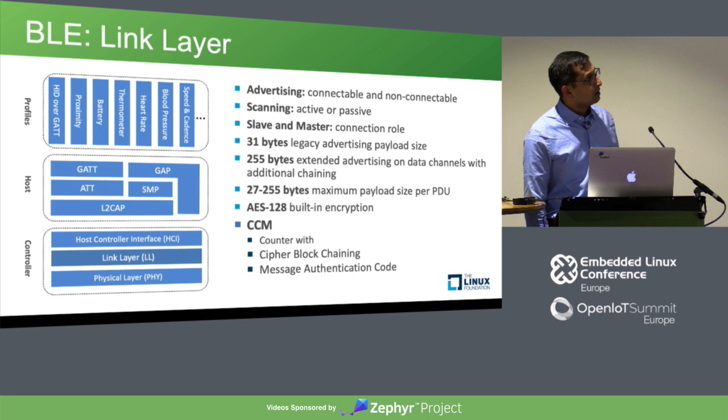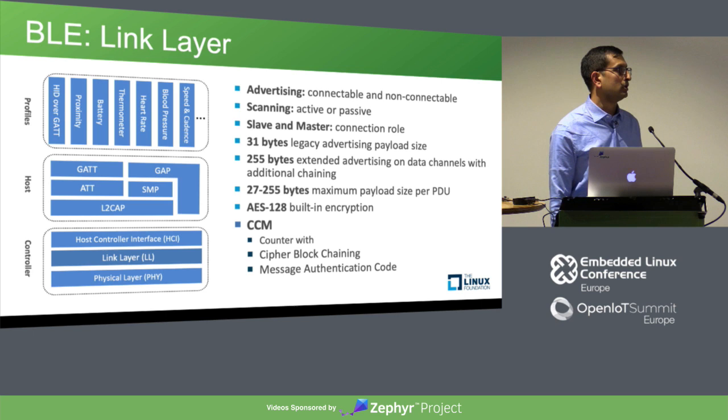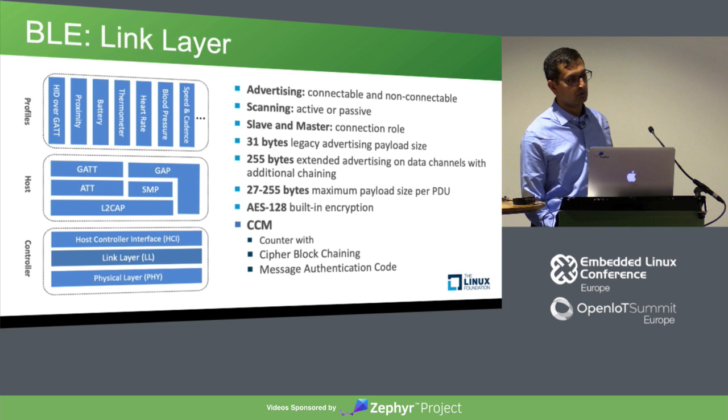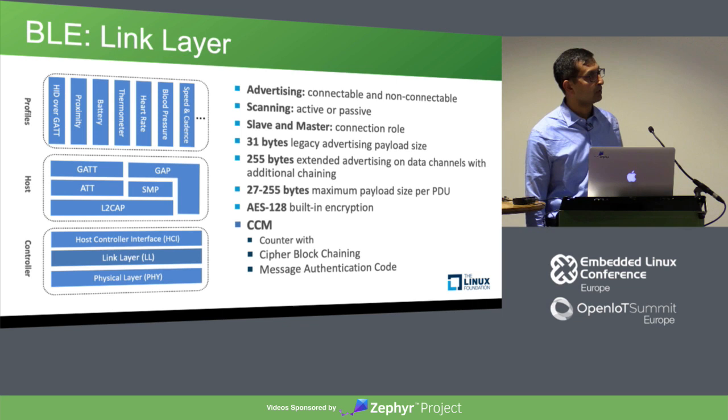On the link layer, the responsibility of the link layer is to maintain the advertising state, scanning state, and be in slave or master role. The legacy advertising payload was up to 31 bytes. The extended advertising now supports up to 255 bytes, plus you can chain them to achieve longer advertising packets. But the advertising extension would then be using the data channel. So they will have a very small packet on the advertising channel, and then they will chain or continue with the advertising data on the data channels.